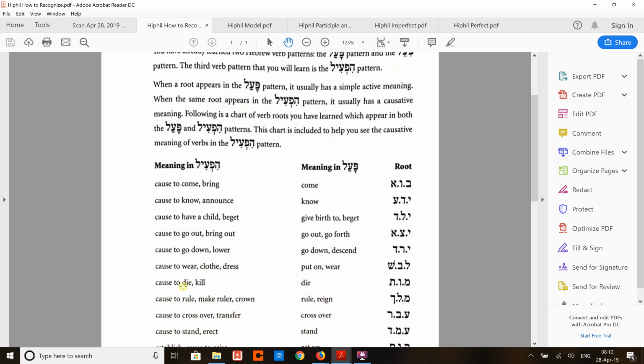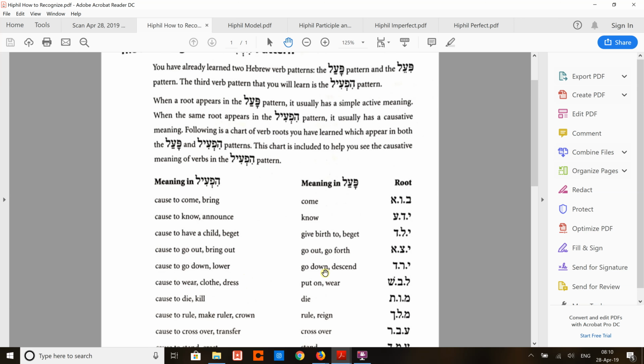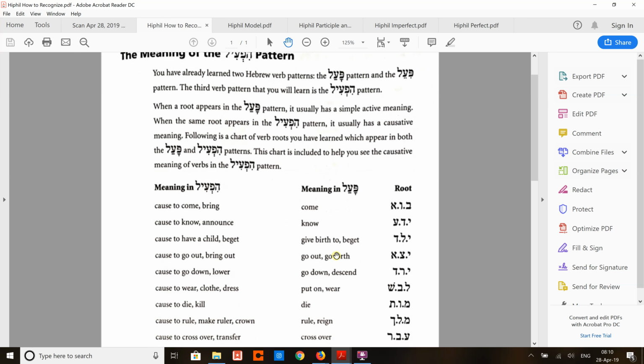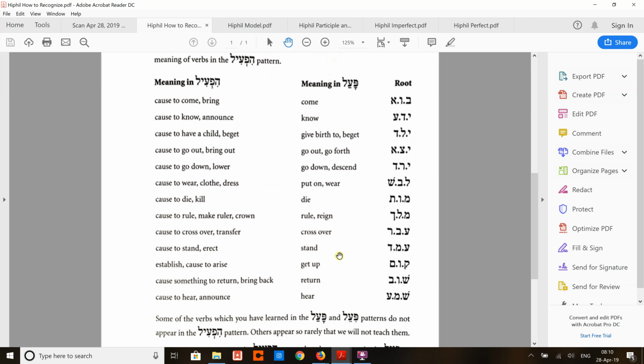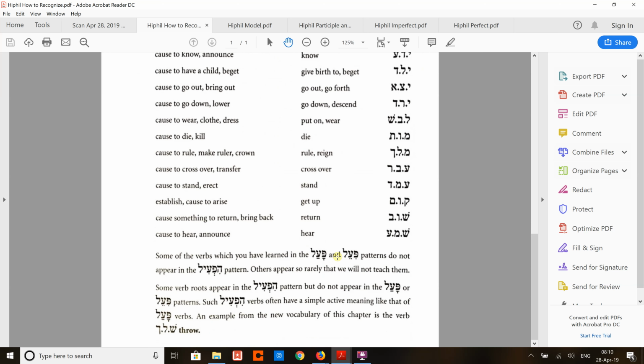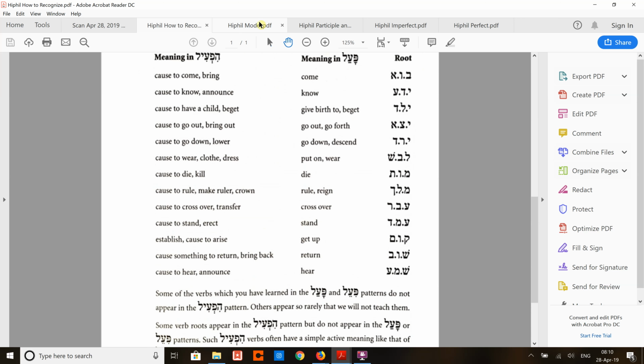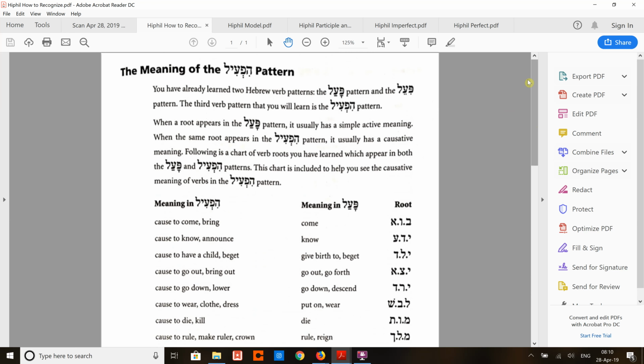Now, is it always the case that these definitions are so cut and dry? One is causal, the other one is kind of simple active. No, but it does communicate, in general, how it works when you have verbs in both stems. So in terms of meaning, the hif'il really is more about causation. In general, it's about causation. We're not going to look at all these different examples, but if you want to look at that, you can examine it later.